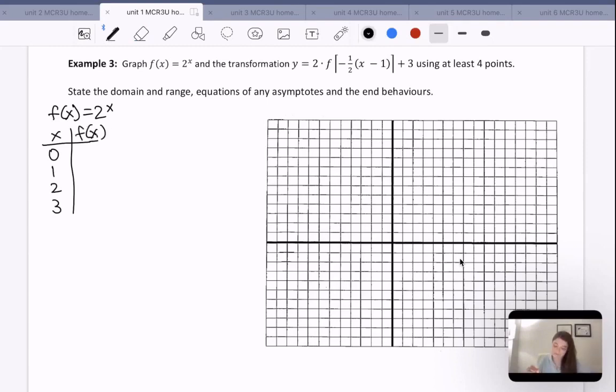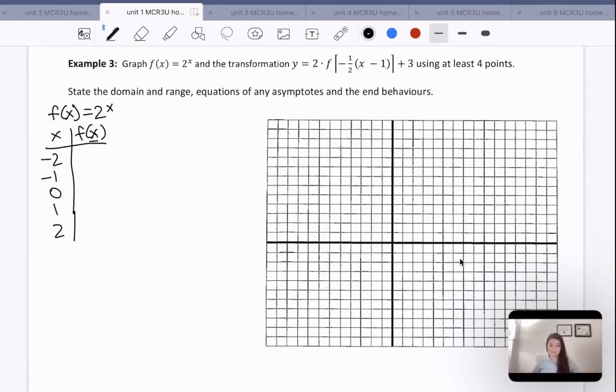Now, in other parent functions, you might notice we do -2, -1, 0, 1, 2 as our 5 points. But here I chose 0, 1, 2, 3, and the reason why that is, because in this case, we only really have, actually, you know what? Let's do some negatives. Let's show what happens in the negative as well. Let's do -2, -1, 0, 1, 2. I think that'd be better actually. It's the square root function that those other numbers make more sense for. So sorry about that. Let's backtrack.